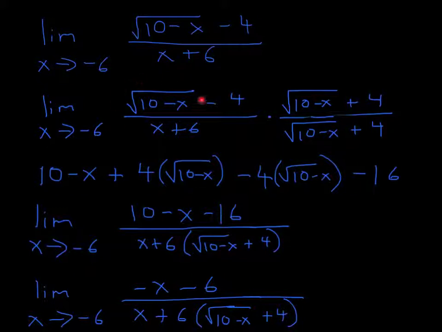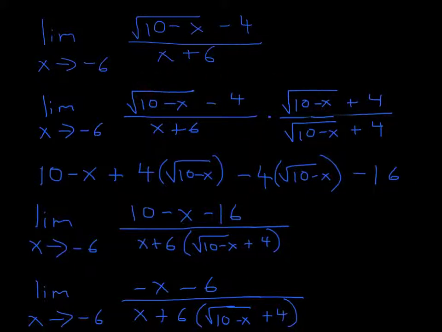So we want to get rid of the square root. A trick to getting rid of it is to multiply by the conjugate, the same thing, except we do plus instead of minus. And the reason why we do this is shown right here. So let's multiply this out and see why this works. We'll start on this side. So square root of 10 minus x times square root of 10 minus x.